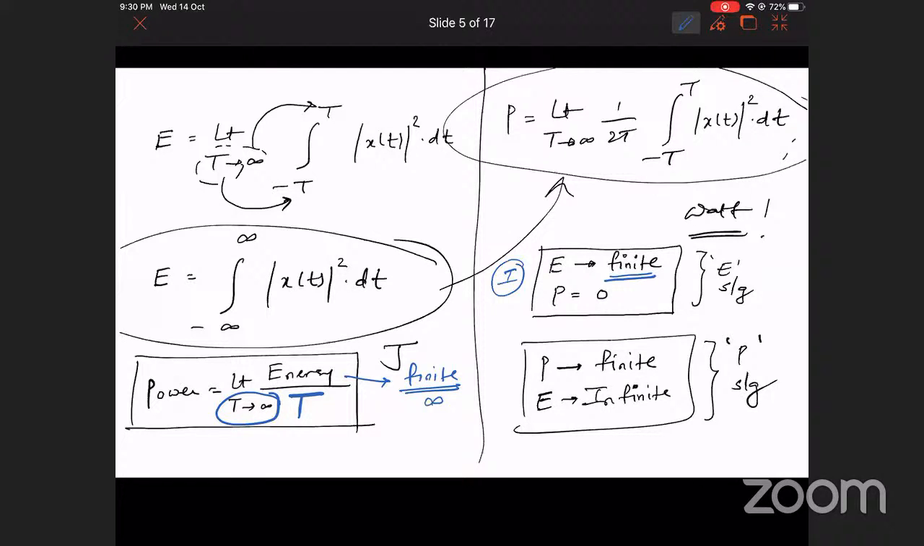So anything divided by infinity, common sense, it is zero. So power becomes zero. And obviously, you can understand from the formula, when power is finite, energy has to be infinite. Okay, that you can relate from the given formulas. Okay, so I'll start with the first problem, guys. So the question is, identify whether the given signal is energy or power.